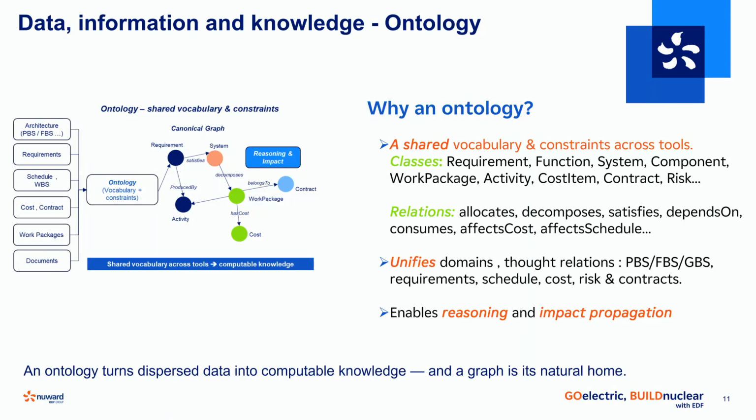For those who are familiar with systems engineering, for example, the product breakdown structure, the functional breakdown structure, the geographical breakdown structure, and the requirements. But you can after also go into another domain: schedule, cost, risk, and contract.